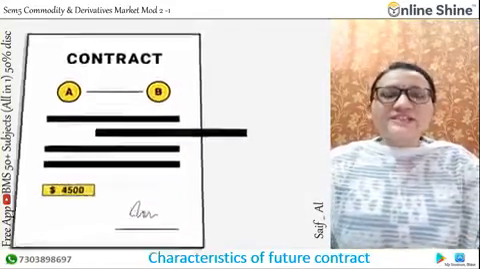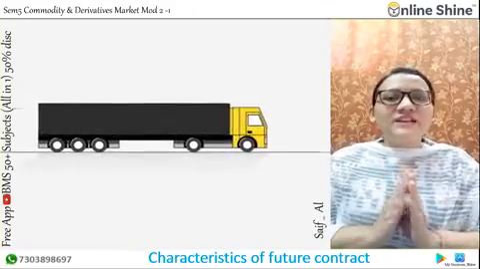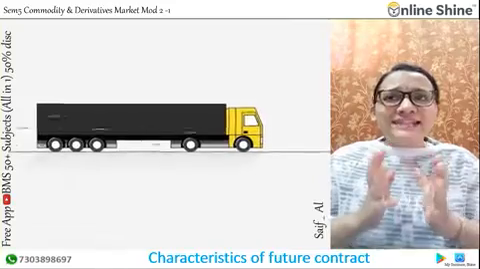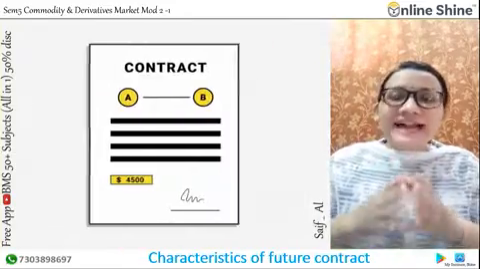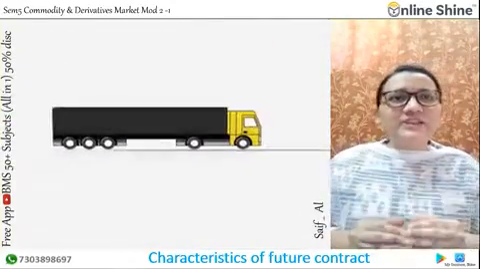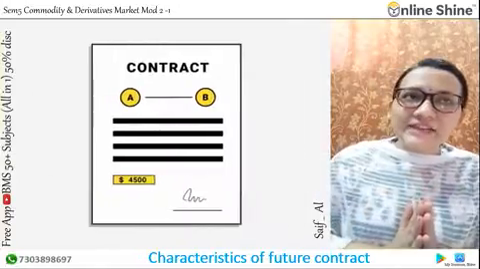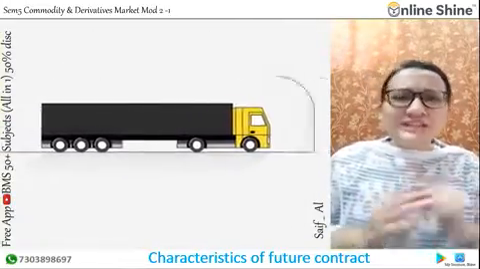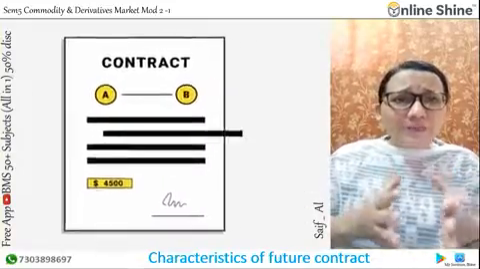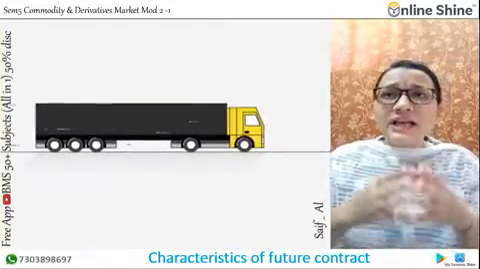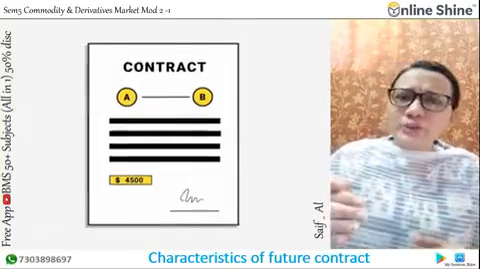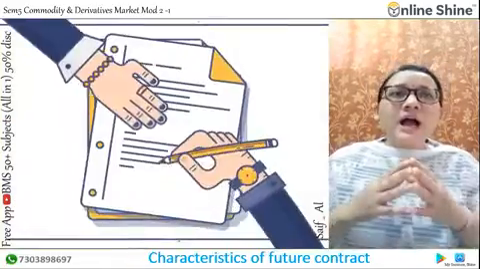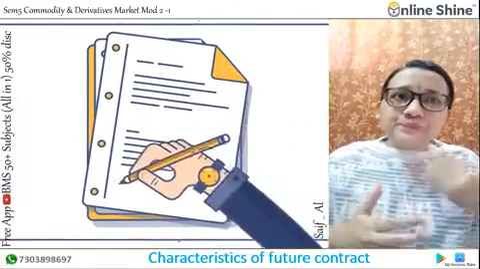The next important feature of the futures market is the margin. The exchange requires that the margin must be deposited with the clearing house by the member who enters into the futures contract. The amount of the margin is generally 2.5 to 10% of the value of the contract.